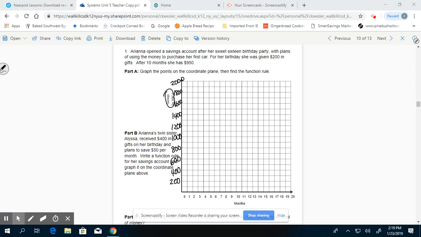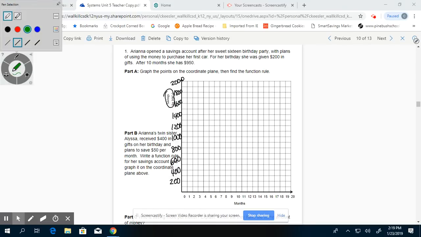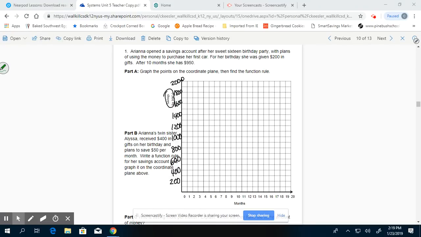Now we can graph her points. So again, with $200 given on her birthday, that represents the y-intercept. And after 10 months is $950. $950 is going to be between 900 and 1,000. Take your straight edge and draw a line through the 2 points. It's really important that you do this very straight and label it with the person the line belongs to, since we don't have the function rule yet.